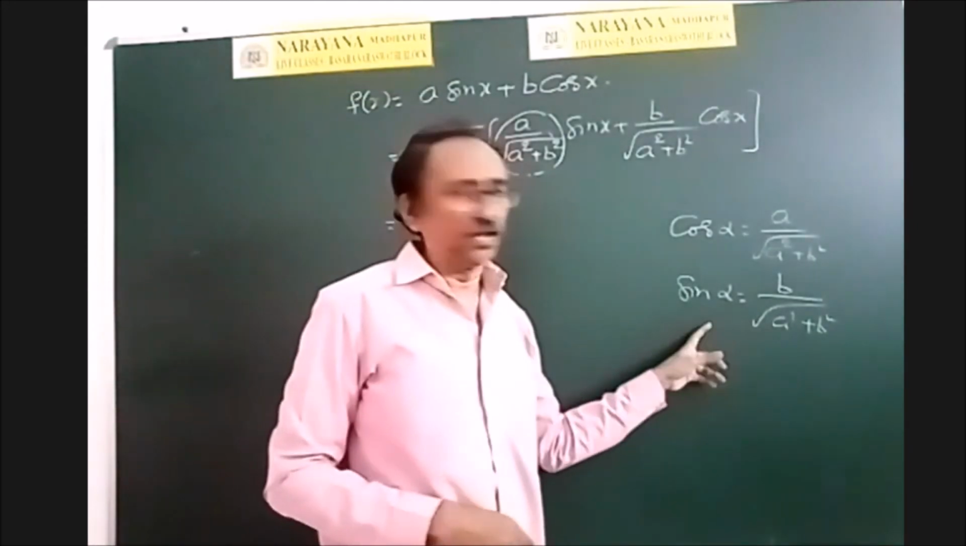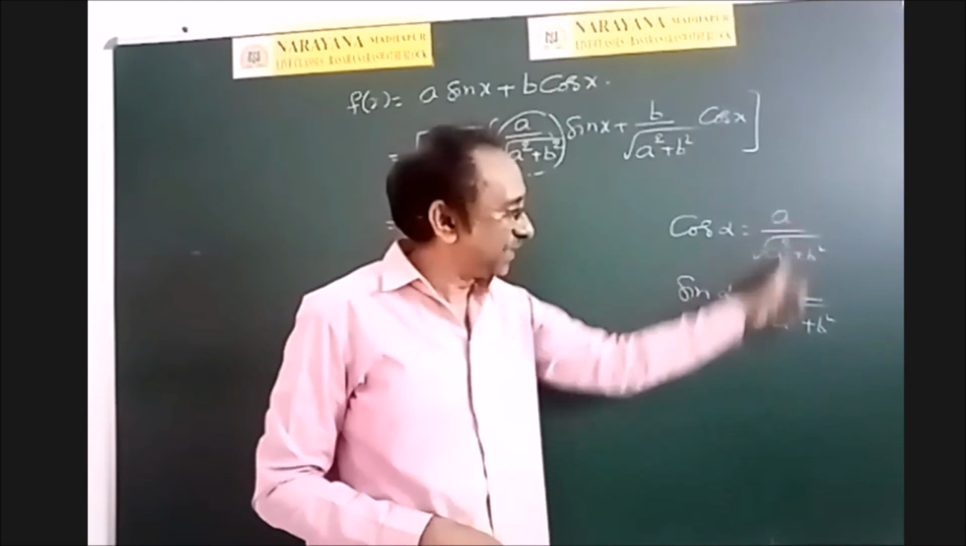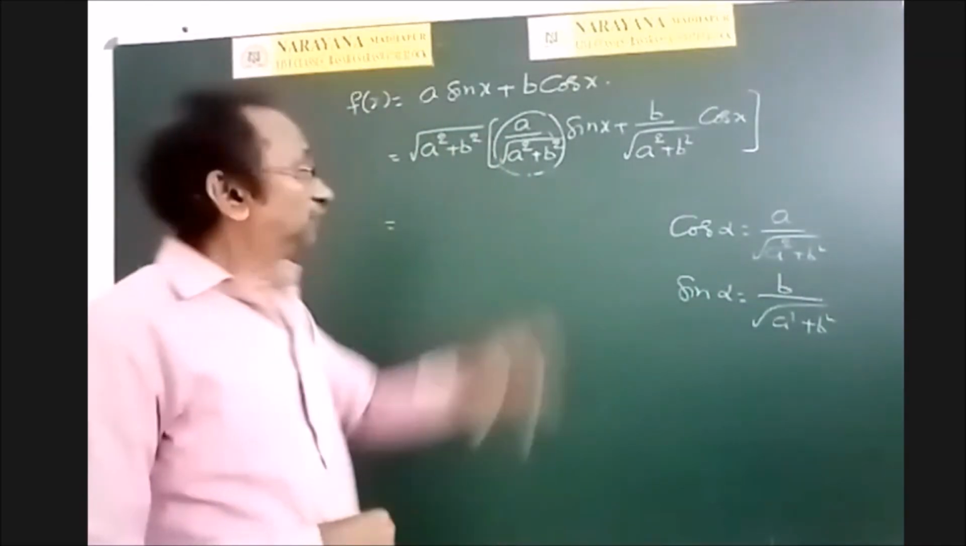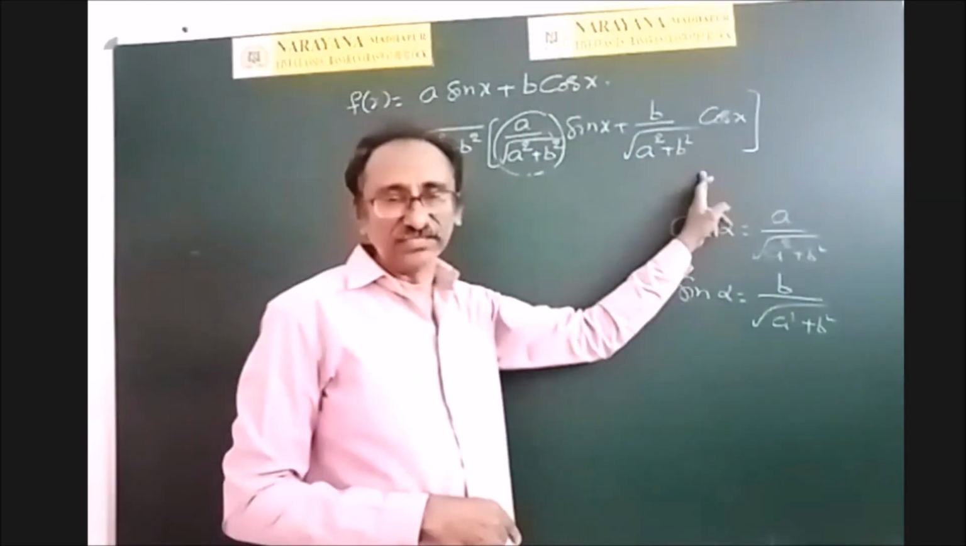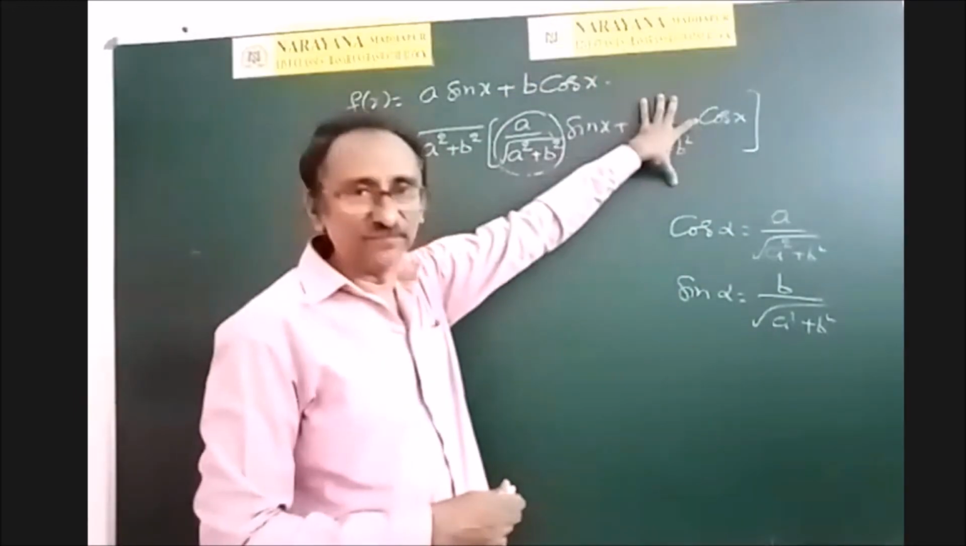Immediately this becomes sin alpha. Observe, cos square alpha plus sin square alpha must be 1. If you square and add these two, you will get 1. So if one is cos alpha and the other one is sin alpha, of course you can also take this as sin alpha, no problem. Then this becomes cos alpha.